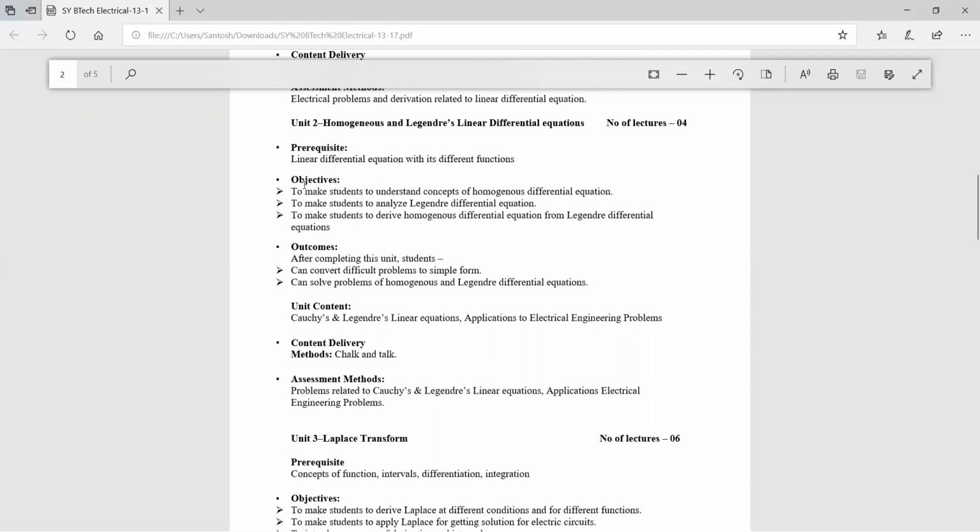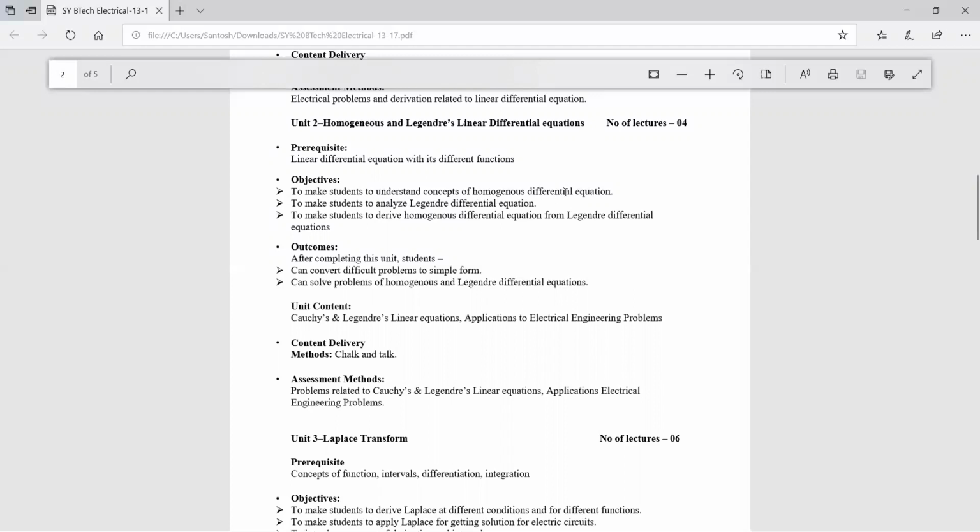These are the objectives. The objective of this unit is to make a student understand the concept of homogeneous differential equation. Which type of equation do we call a homogeneous differential equation? Second objective, to make the student analyze Legendre differential equation. Same thing, which differential equation may we call a Legendre differential equation?